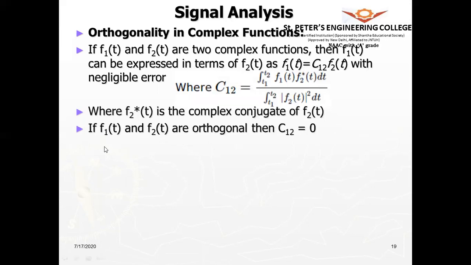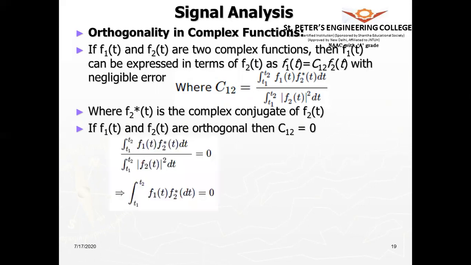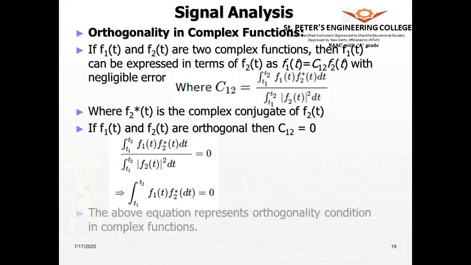And we say that f1 of t and f2 of t are orthogonal, like in the previous cases, when c12 is equal to 0. That means integral t1 to t2 f1 of t f2 conjugate of t dt should be equal to 0. So this condition represents the orthogonality condition for complex functions.